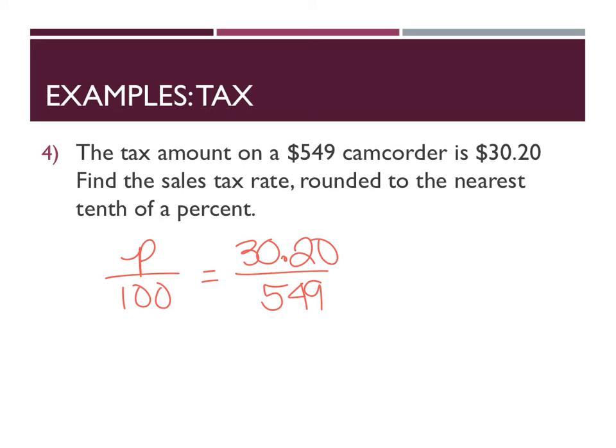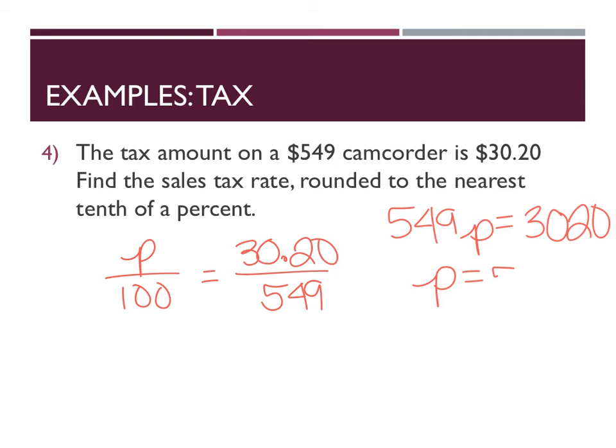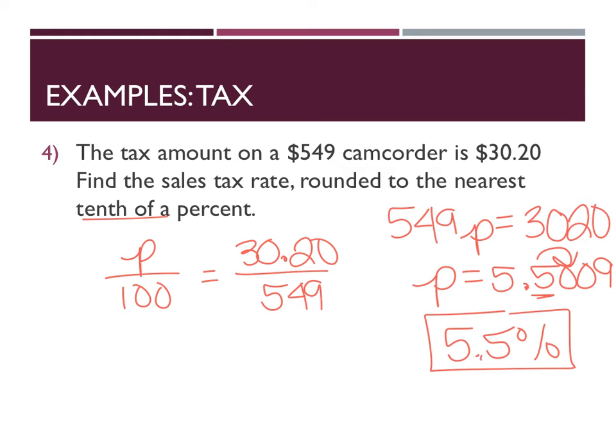We are going to cross multiply. 549p equals 100 times 30.20, which is 3,020, and then you are going to divide. So 3,020 divided by 549 gives me that P equals 5.5009, but this says round to the nearest tenth, so there's my tenths place. The 0 isn't going to change it, so it's 5.5%. And you want to make sure that you're putting those units with it.